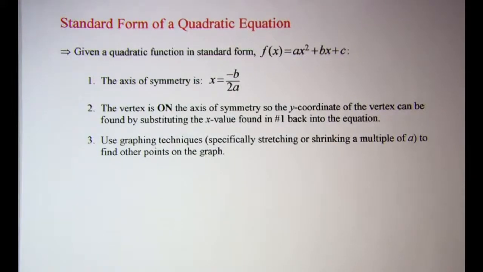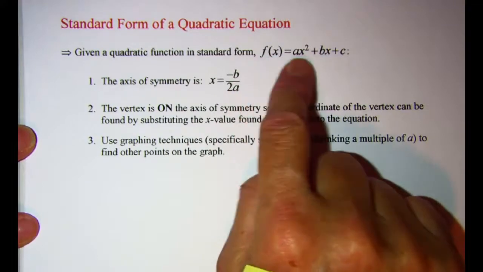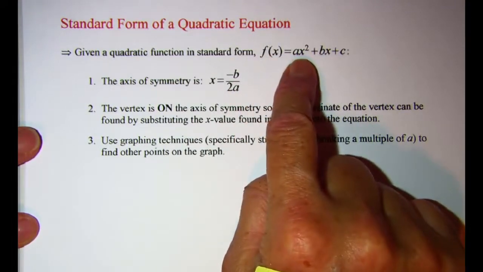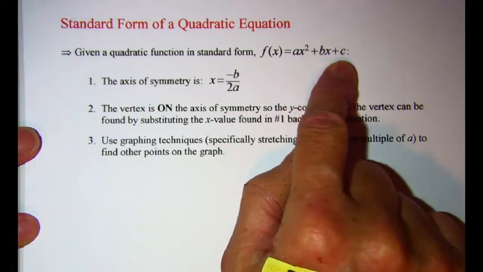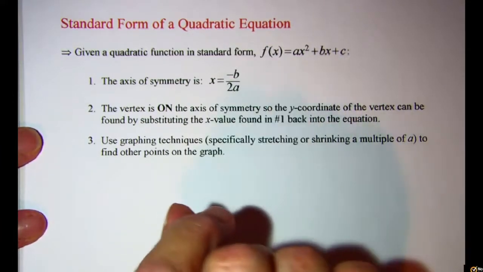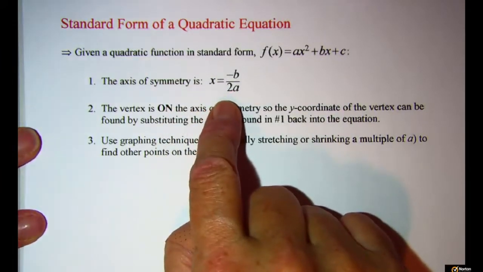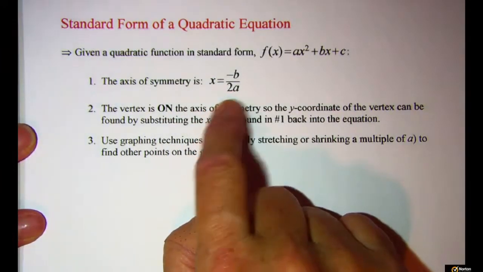In this video, we'll be talking about graphing a parabola from the standard form of the equation. If we are given a quadratic function in standard form, f of x equals ax squared plus bx plus c, then there are a few things that we can get from that equation. The axis of symmetry is x equals negative b over 2a.